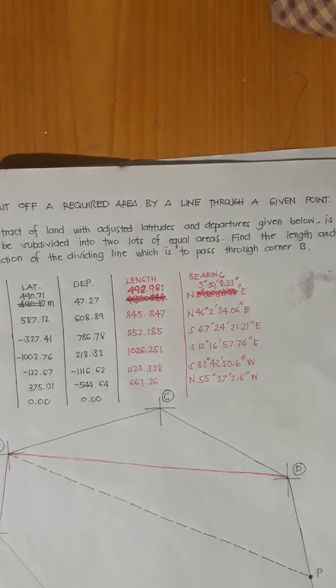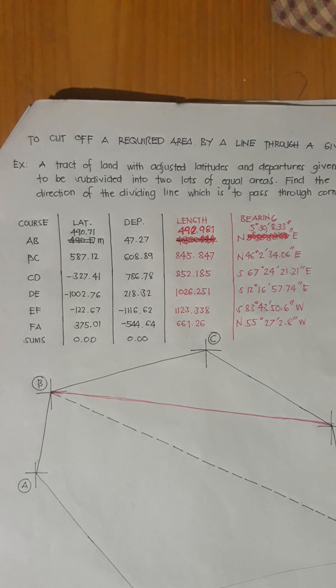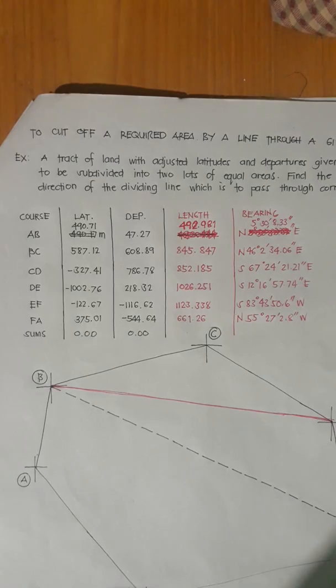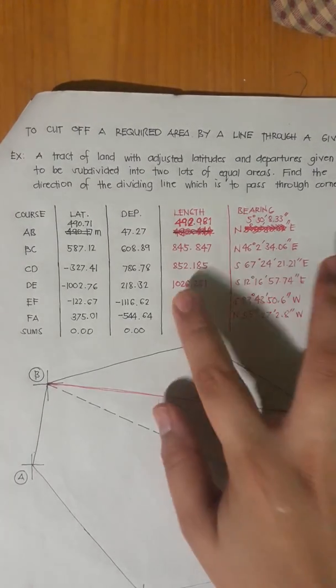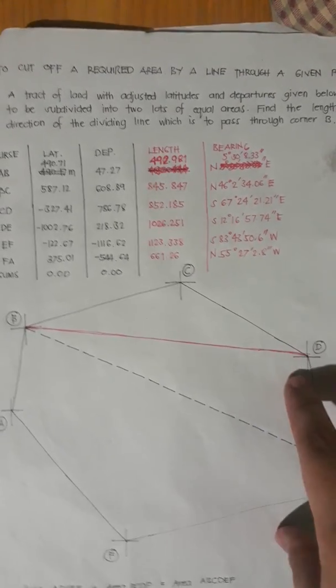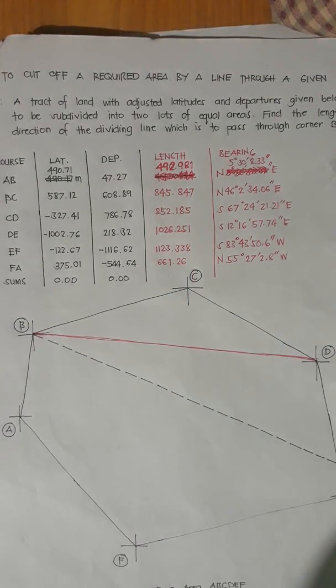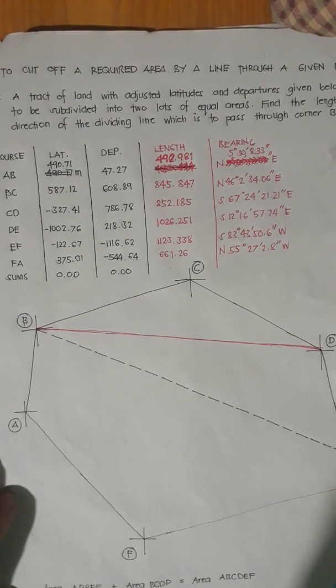So what will happen there is that, since the given data are the latitudes and departures of each course, it would be convenient if we first get the length and bearing of each of the courses. You already know how to get the length and the bearing given latitude and departure. Let's say we have already solved them, and the length and bearing would help us sketch the traverse. So we have traverse A, B, C, D, E, F.